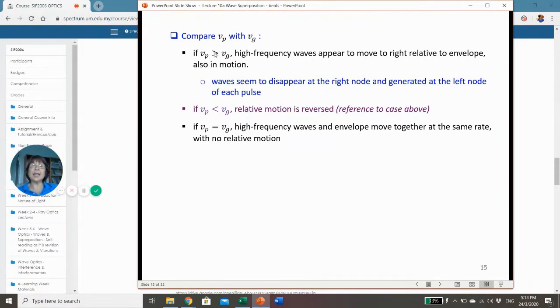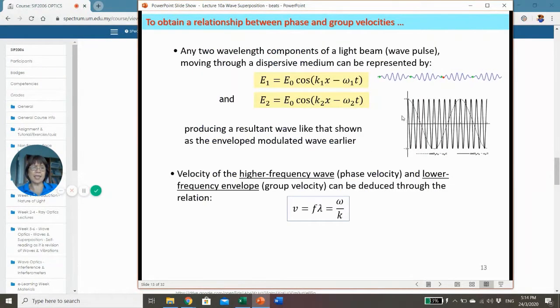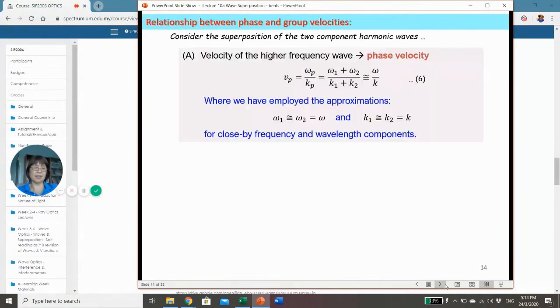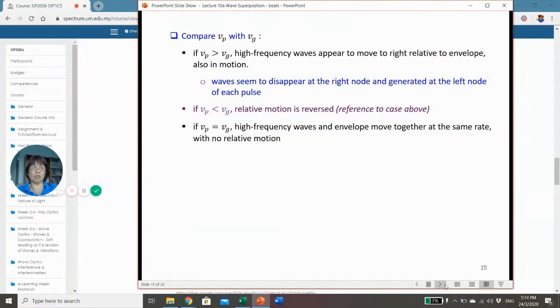If phase velocity is larger than group velocity, then the high frequency waves will appear to move to the right relative to the envelope. Both of them are in motion, which was the case here. You see, the red dot is moving to the right. The green is also moving to the right, but the red is moving to the right of the green. So both of them are in motion.